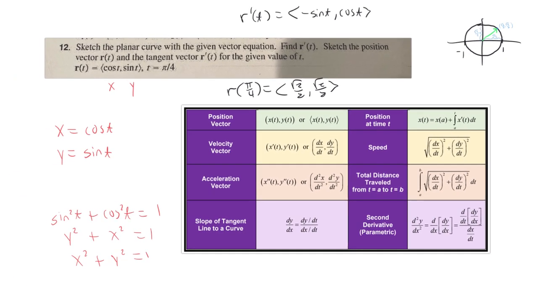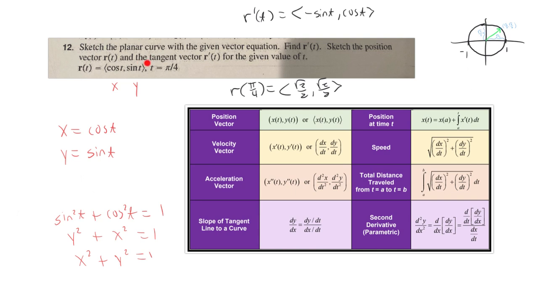What else? They also want us to sketch the tangent vector, r prime of t. That's pertaining to this information here. The slope of a tangent line to a curve, which is essentially the tangent vector, is dy over dt all over dx over dt. This was the dx over dt, and this over here was the dy over dt. We already found that when we figured out what r prime of t was, right?